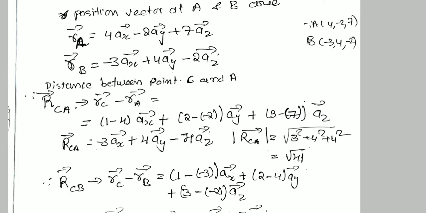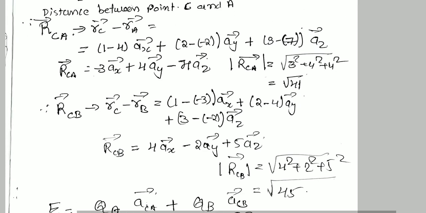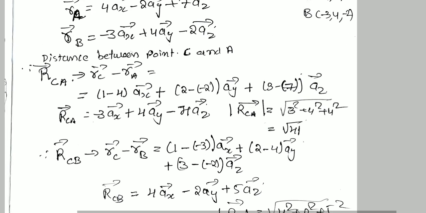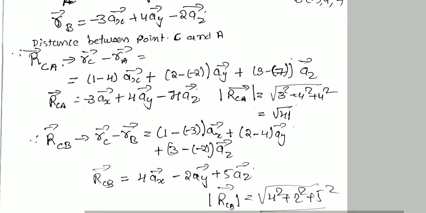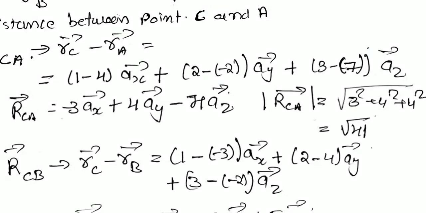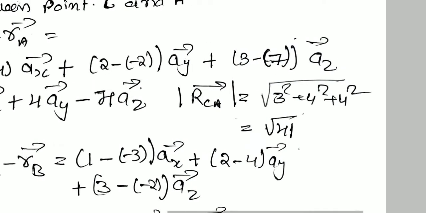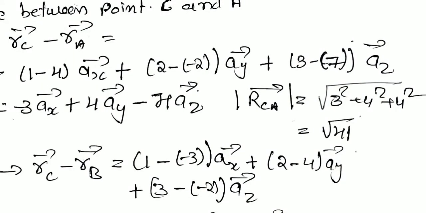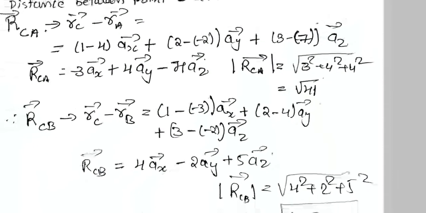Now we have to calculate the distance vector between C and A, and the distance vector between C and B. The distance vector between C and A can be calculated as RC minus RA. We know the values of RC and RA. After subtracting, we get the value of RCA. This is the directional vector we obtained between C and A. The magnitude of this directional vector is the square root of 3 square plus 4 square plus 4 square. We take only the magnitude and neglect the signs here. So the total value is the square root of 41.